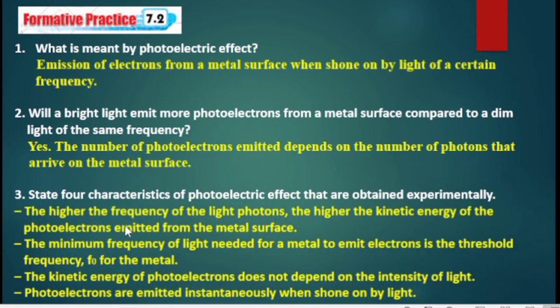of light. Number 3. State 4 characteristics of the photoelectric effect that are obtained experimentally. The higher the frequency of light photons, the higher the kinetic energy of photoelectrons emitted from the metal surface. This means the kinetic energy of photoelectrons depends on the frequency of light photons. The minimum frequency of light needed for the metal to emit electrons is the threshold frequency of the metal. The kinetic energy of photoelectrons does not depend on the intensity of light. Photoelectrons are emitted instantaneously when shone on by light. So these are the 4 characteristics of the photoelectric effect that are obtained experimentally.